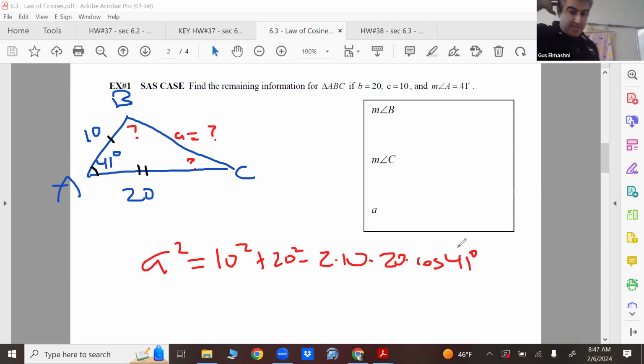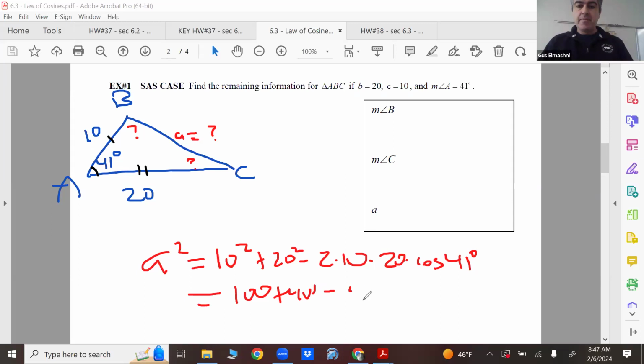Now, I'm going to caution you guys. Actually, that would be for the second example. For now, I think you guys will calculate this just fine. There's going to be a very common error in example 2, and we'll come back to it in a few minutes. For now, this should be pretty straightforward. That's going to be 100 plus 400 minus 400 times cosine 41 degrees. If you plug all that into the calculator, actually, I'm going to pull up the calculator right now.